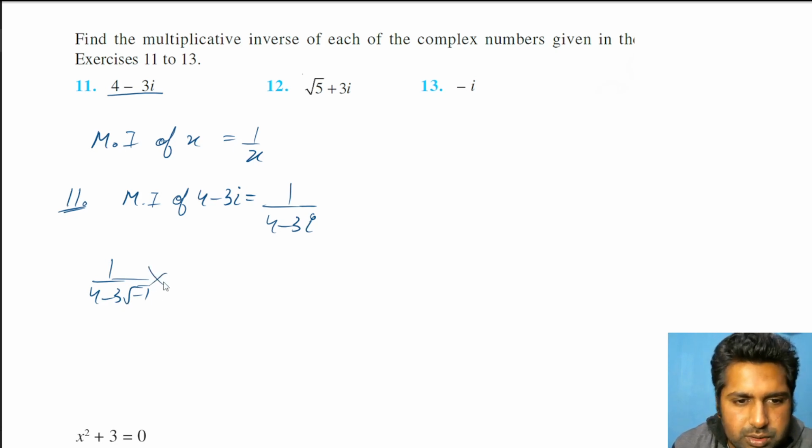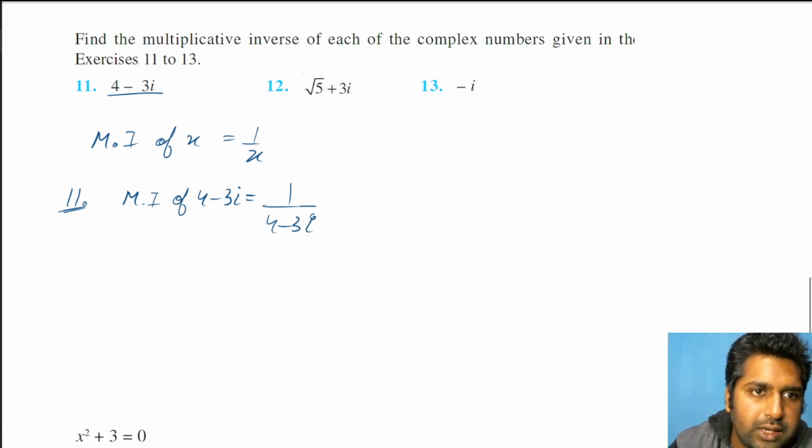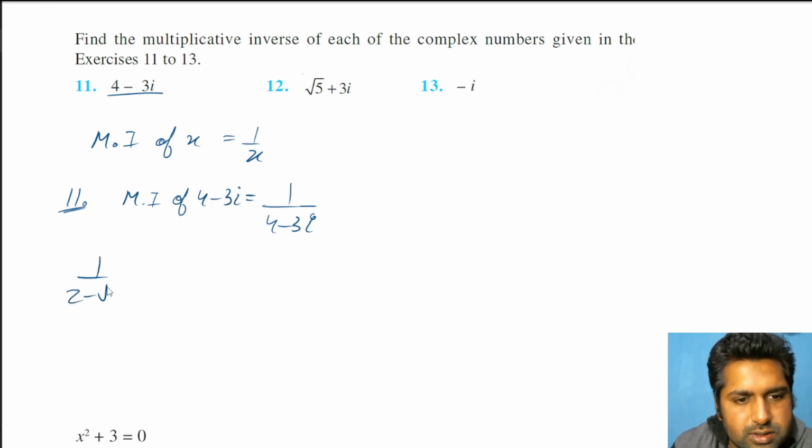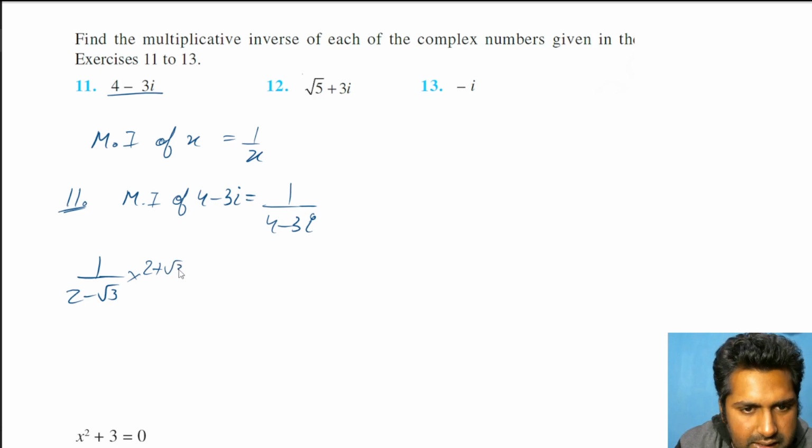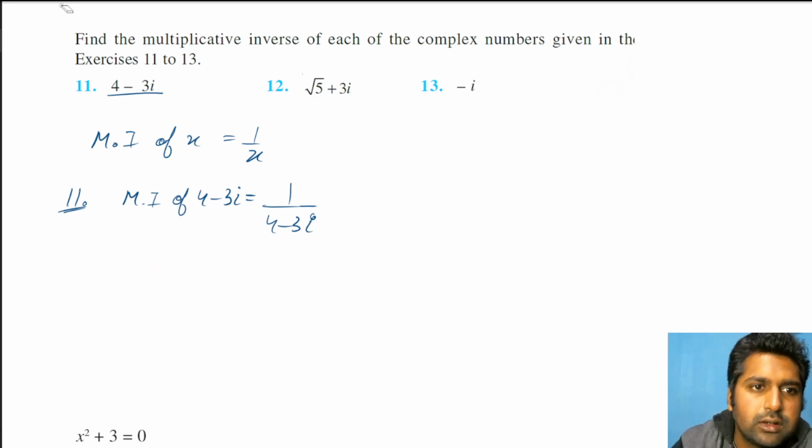So my question to you is, forget about this. Just tell me, what if you get 1 upon 2 minus root 3 and you are supposed to rationalize this? How can you rationalize this? You'll multiply by changing the sign. That was the idea. This is like grade 9th maths. So same thing here. You change the sign that is present in the middle in order to rationalize.